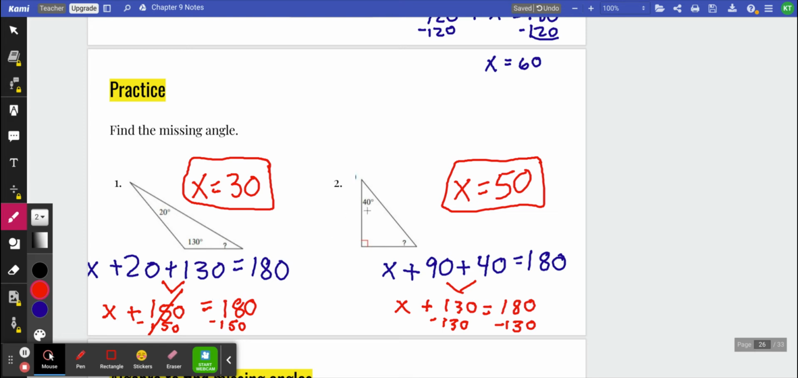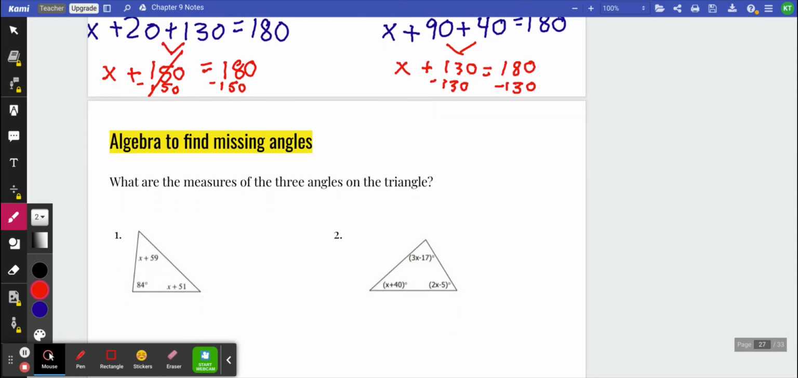In the second one, it looks like there's only one measure given, but remember this notation right here means 90 degrees. It means it's a right angle. So we have this 90 and the 40, and something else has to total up to 180. So if I combine the two that I know, 90 and 40, I get 130. Subtract that from both sides, we're left with x equals 50 degrees.